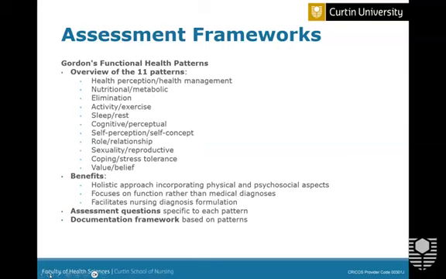It's a focus on function rather than medical diagnoses, and facilitates nursing diagnostic formulation. And often the assessment questions are specific to each pattern, and your documentation framework is based on that pattern. So often the Gordon's Functional Health Pattern framework is used in residential care as a really good way of understanding what's happening to this person.